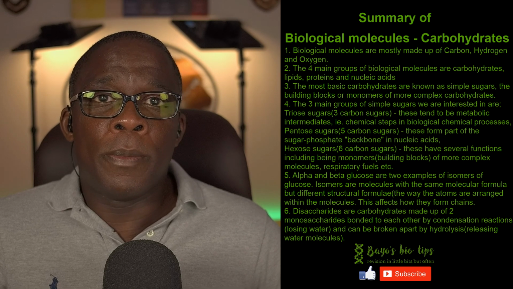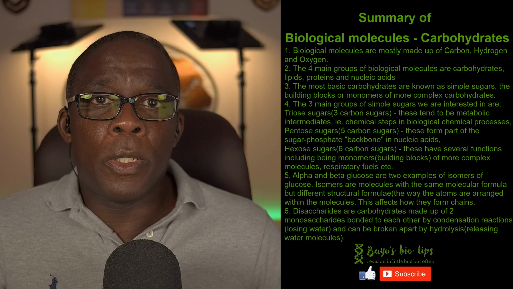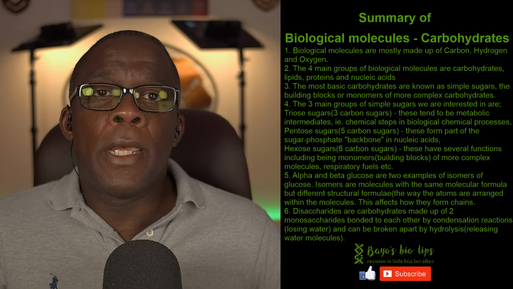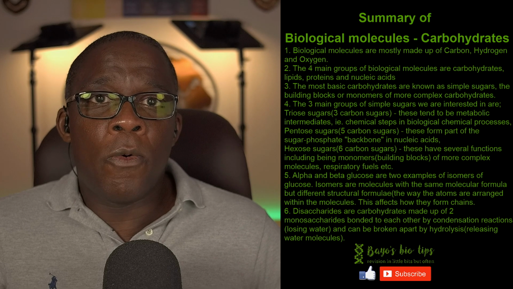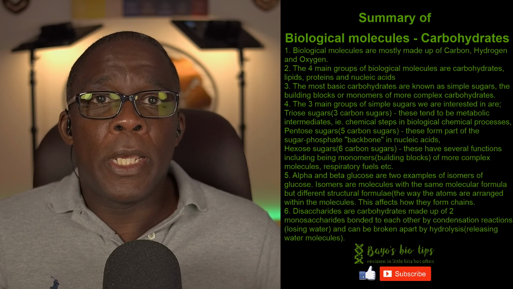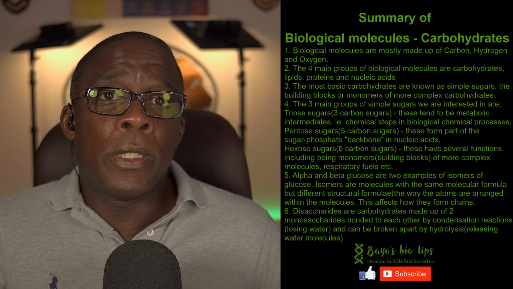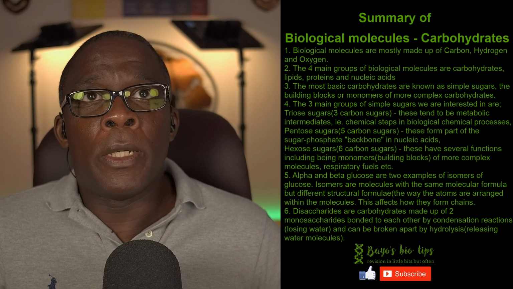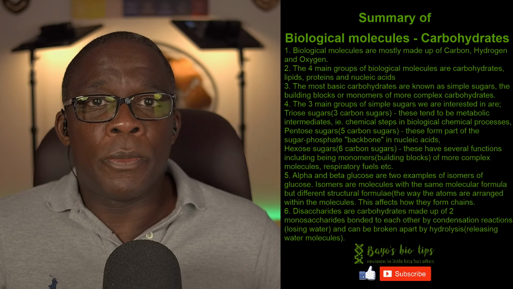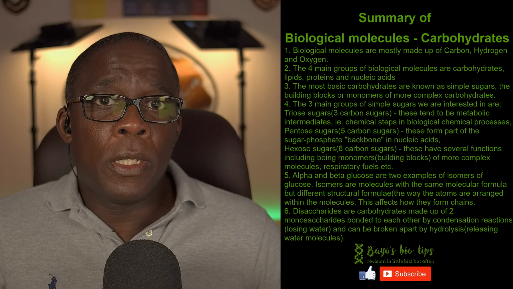And then we talked about pentose sugars, which have 5 carbons in them. The trio sugars had 3. For example, deoxyribose in DNA and ribose in RNA. They form part of what we describe as the sugar phosphate backbone of nucleic acids. And then finally, we talked about hexose sugars, which have 6 carbons in them, and they can be used as metabolic fuels for things like respiration, or as building blocks for more complex molecules. So an example of that would be glucose.